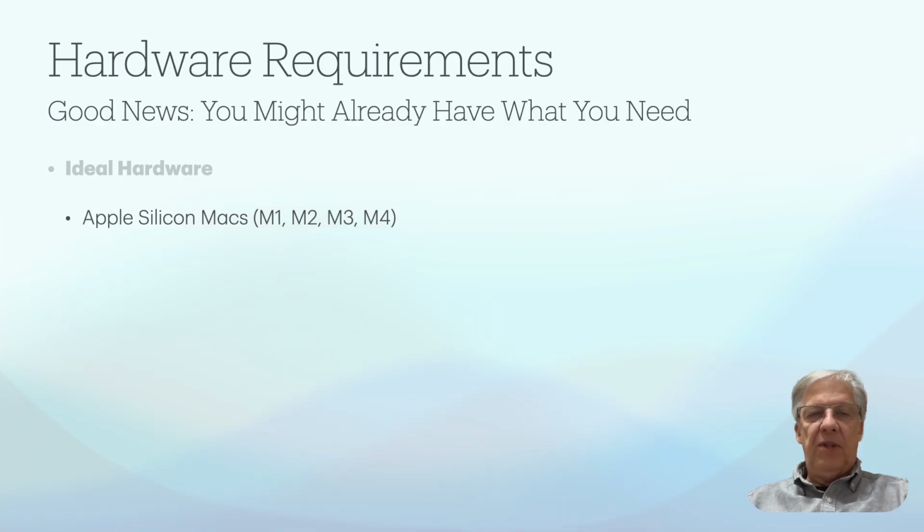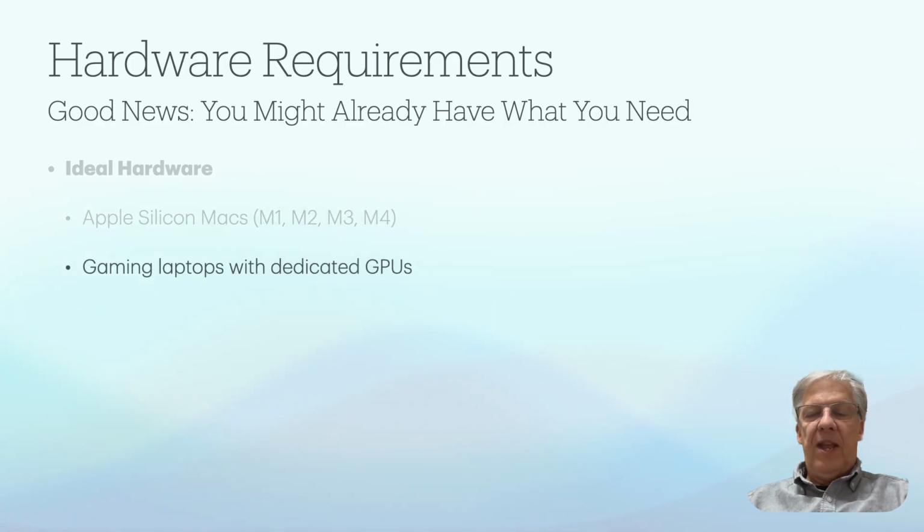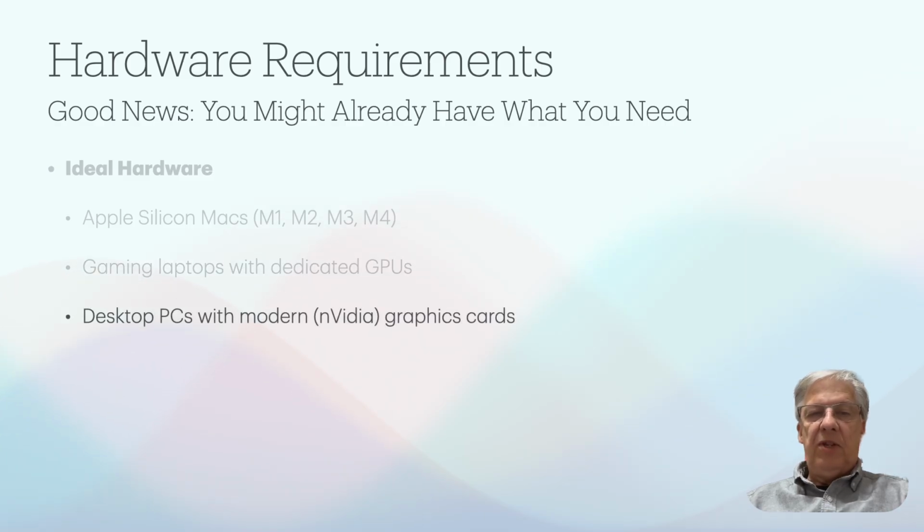What a lot of people do instead is get a Windows machine that is set up for gaming. The cool thing about gaming machines is that they have dedicated graphics processing units, GPUs. Those GPUs are used for making video games, but they are equally useful for AI. You can get a laptop that has a GPU on it and run a lot of AI applications with it. Then there are desktop PCs with a modern, typically NVIDIA, graphics card, although that's changing.